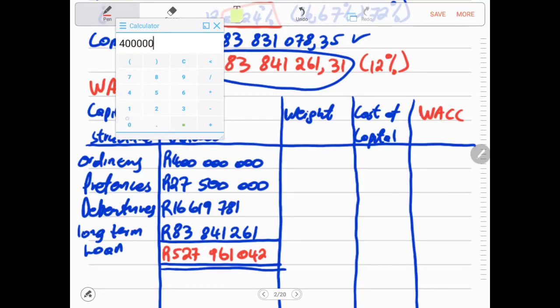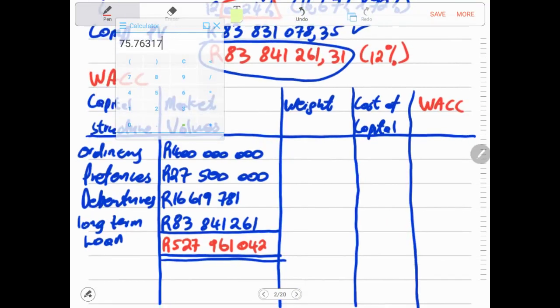400 million, divide this by the total 527,961,042. Then this will give me 75, times this by 100, 75.7, which will be rounded off to 76%. So my weight is 76% for the first financial instrument.